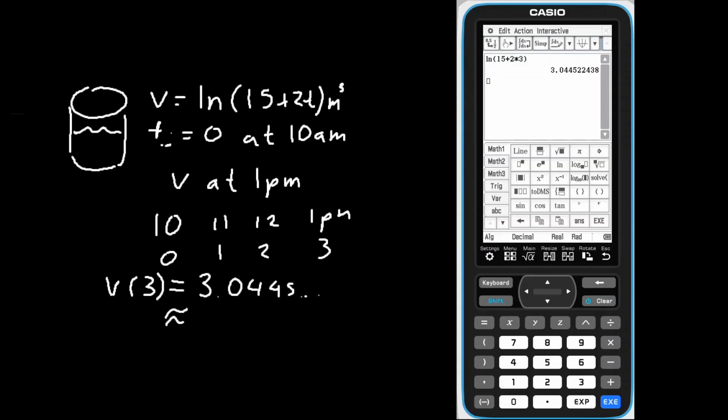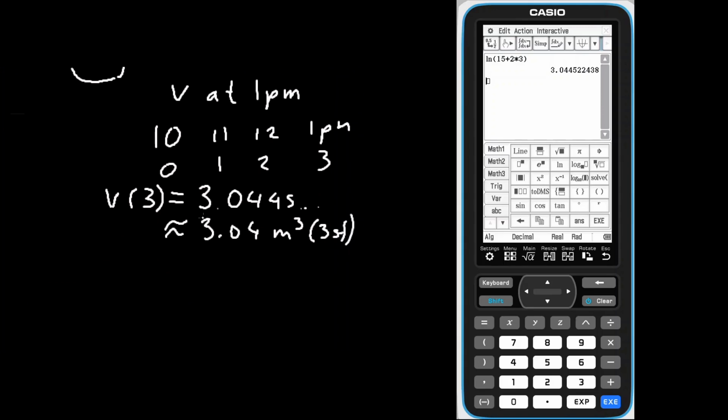And I can say it is 3.04 meters cubed, and I can let the marker know that I've rounded to 3 significant figures. Okay, and this occurs at 1 p.m. All right, let's go to the next part of the question, which is asking when will the tank be filled to 4 meters cubed? So for part B, it's asking at what time are we equal to 4?